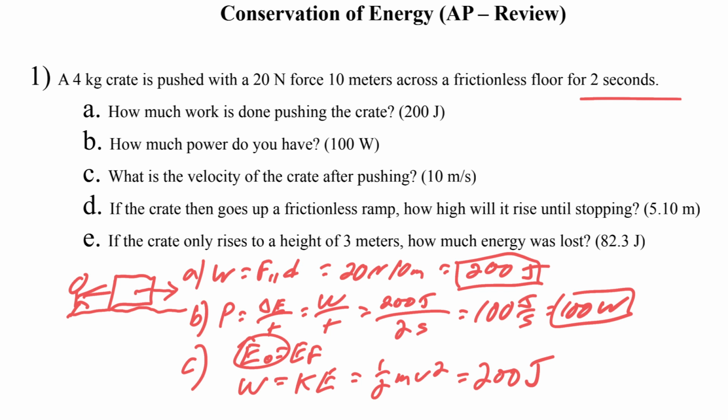And from there, we can simply calculate our velocity. So we'll go 1/2, the mass was 4, times v squared. This cancels, that's 2. That means 100 equals v squared, which means v is simply 10 meters per second.